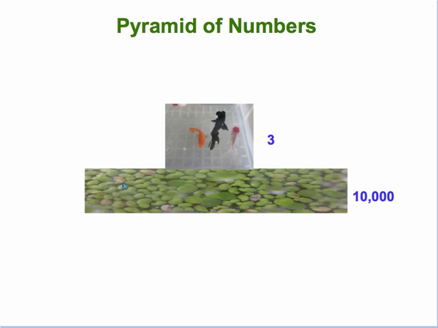So here at the first trophic level, simplifying things, we just count that there are 10,000 duckweed in a pond or in a square meter of a pond, and then feeding, being supported by that 10,000 duckweed, are 3 goldfish. Of course, this diagram could get a lot more complicated, especially if you include at this level all of the producers.